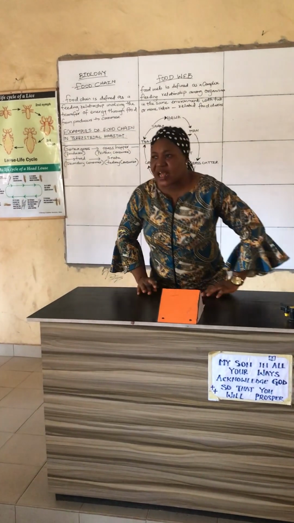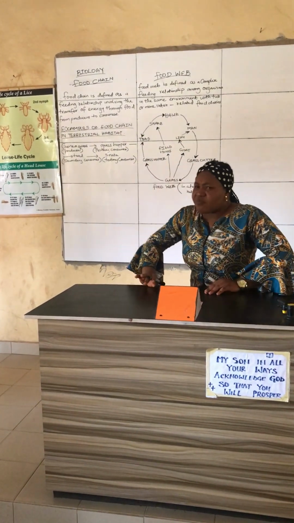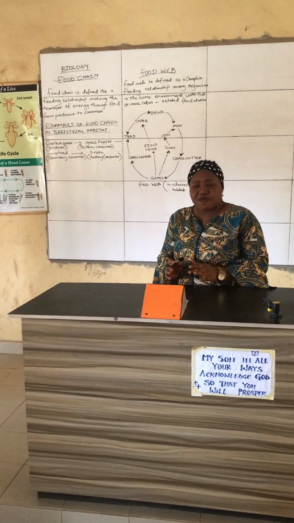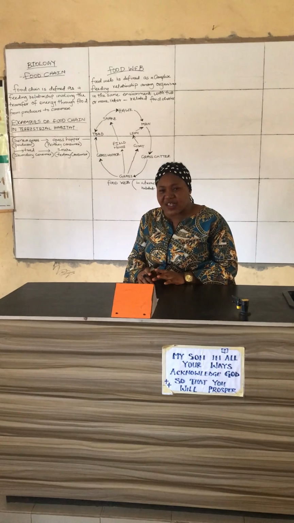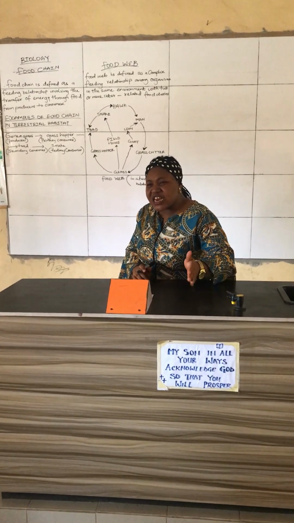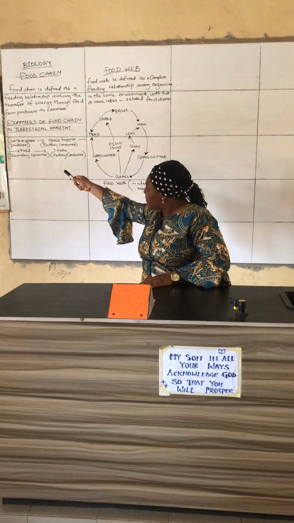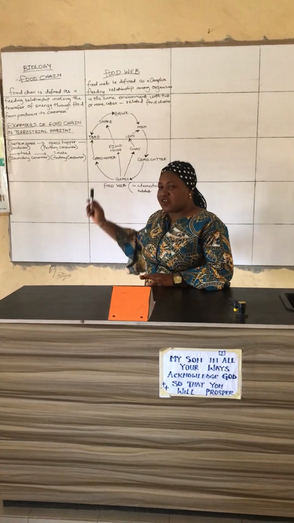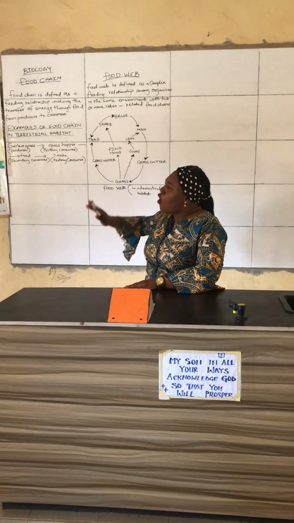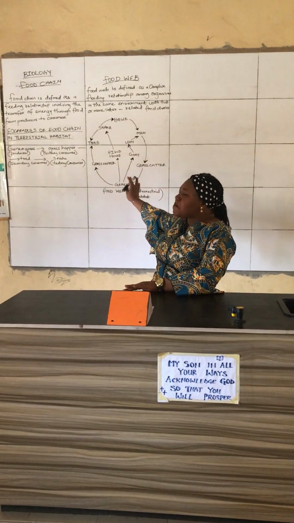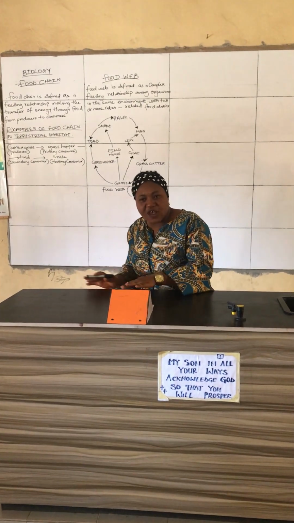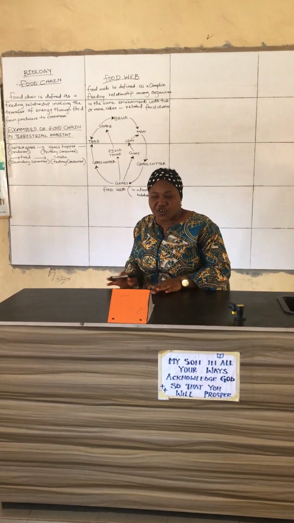So now we discover that actually there is a difference between this food chain and what? Food web. What is the difference? In food chain, we say that it involves linear feeding relationship. But when we come to the food web, we say it involves what? Complex, because it involves many food chains. That is why we say that this is a complex feeding relationship.